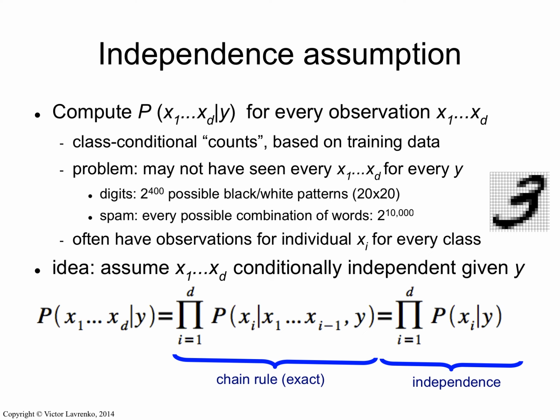And the reason it's attractive is now I can count each pixel individually. So I can take pixel 1 by itself and count how many times it was white and how many times it was black for digit 3, how many times it was white and how many times it was black for digit 6, and over all classes like that. And then I'm going to repeat that for every single pixel, and I'm going to have plenty of data to estimate those. So that's the reason why you do it.